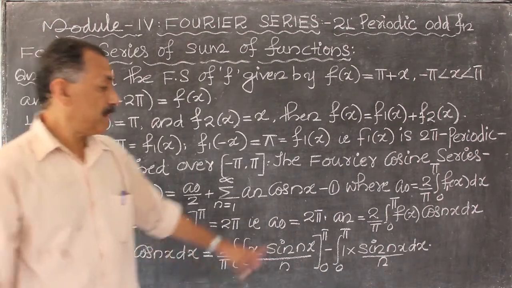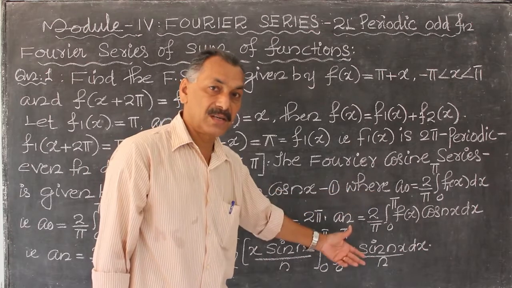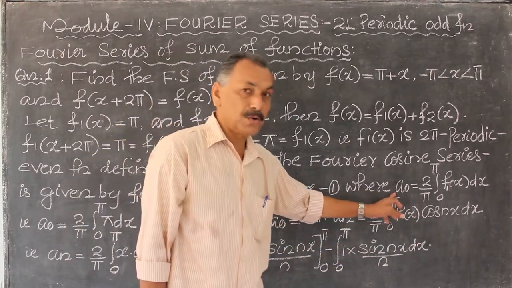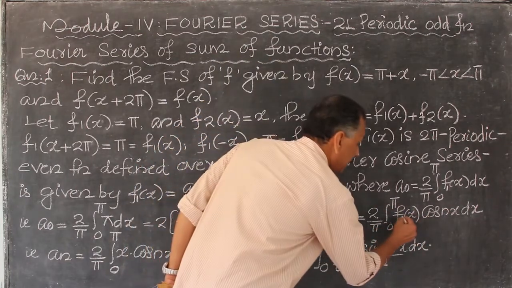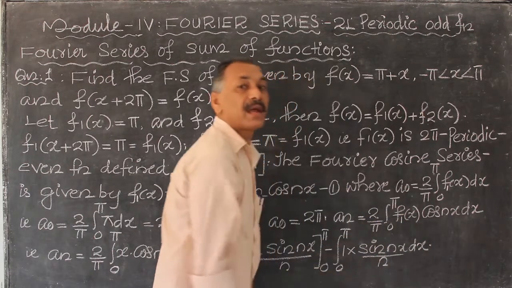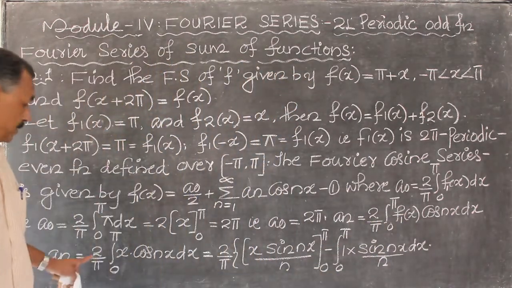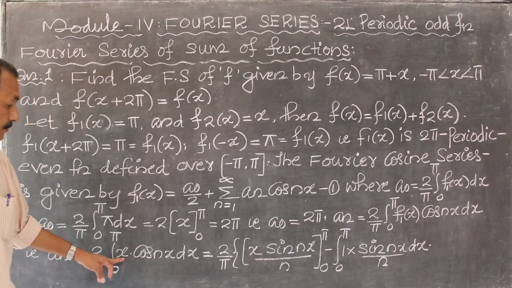Okay? What about an? an is equal to, since the given function is even, 2 by pi integral 0 to pi of f1 of x into cos nx dx. That is 2 by pi integral 0 to pi f1 of x.